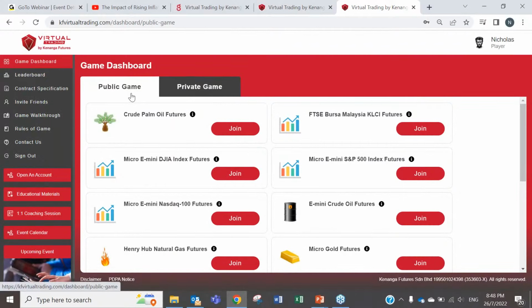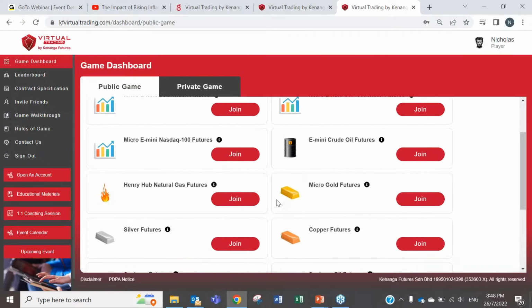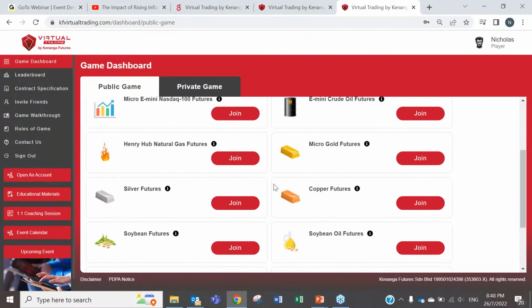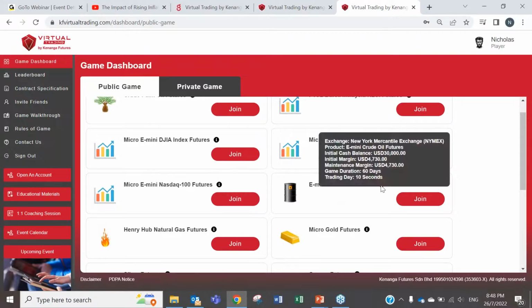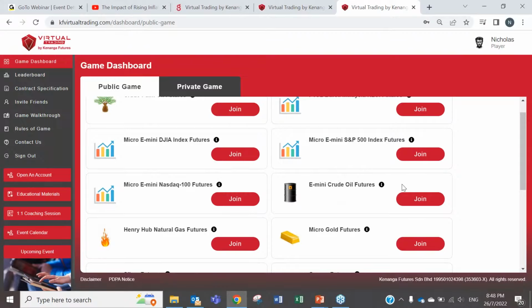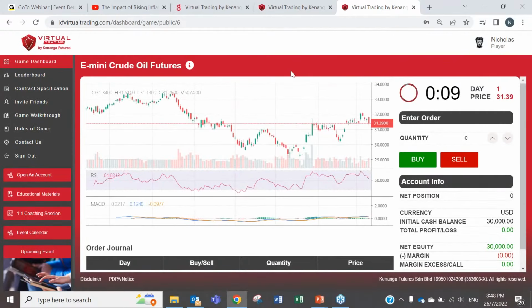So for example, for public games, there are a lot of games listed now. You can pick and choose any of the games that you want to play. For example, today, let's say we talk about energy or some commodities. Let's say E-mini Crude Oil Futures. You can move your cursor to this eye, and you can see the product information. And let's say I click join. So the game has started.